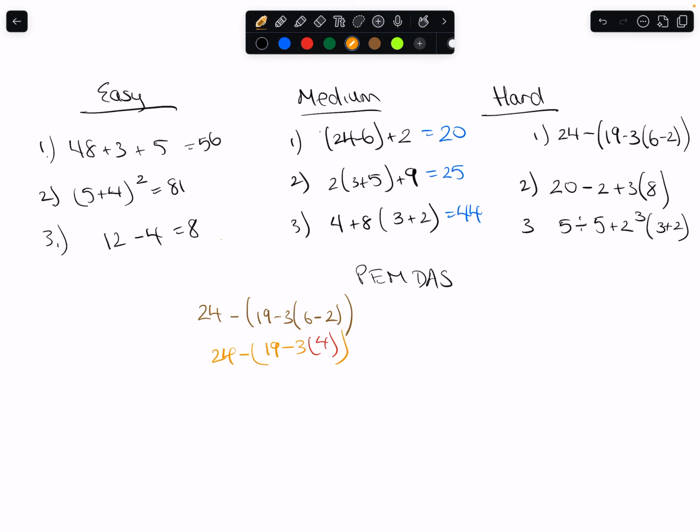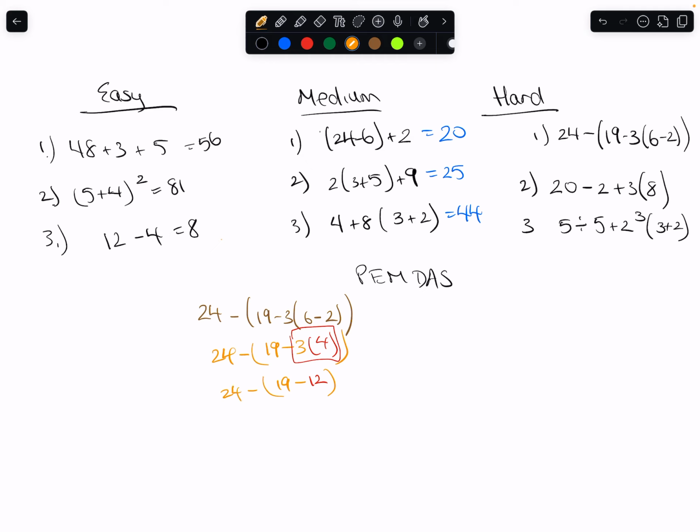Still working on the parentheses because we still have parentheses. There's no exponent within the parentheses, but there is multiplication. And 3 times 4 is 12. Everything comes down.